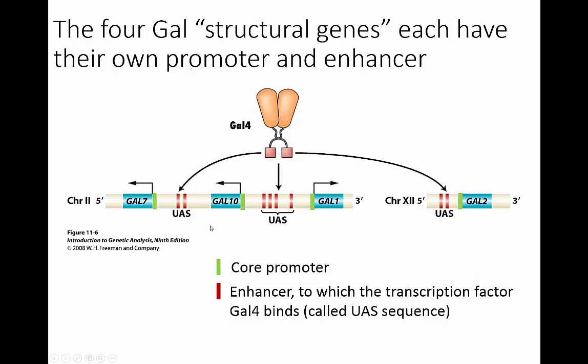So each of these GAL genes has its own core promoter where transcription will begin, and expression is regulated by a particular enhancer sequence called a UAS sequence. A UAS sequence is an enhancer sequence that binds to a transcription factor called Gal4. Gal4 will activate transcription of the nearby GAL gene. So for example, for these particular UAS sequences, if Gal4 binds there, then it will activate the GAL7 gene, whereas in order to activate the GAL10 gene, Gal4 needs to bind to these enhancer sequences near to the GAL10 gene.